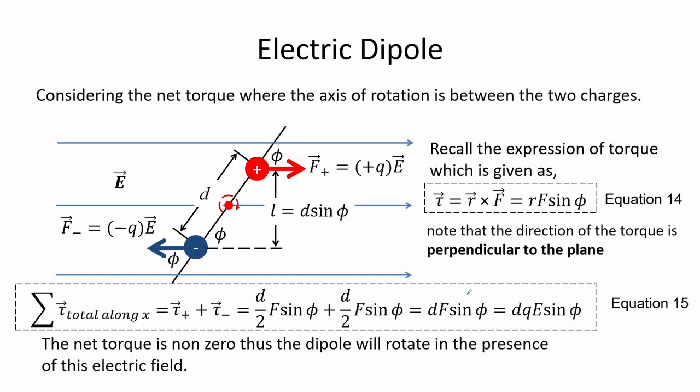Considering net torque, where the axis of rotation is positioned between these two charges, we recall the expression of torque is given by equation 14. Note that the direction of the torque is perpendicular to the plane. The net torque is given by equation 15 and we see that it is non-zero, thus the system will rotate in the presence of this electric field.